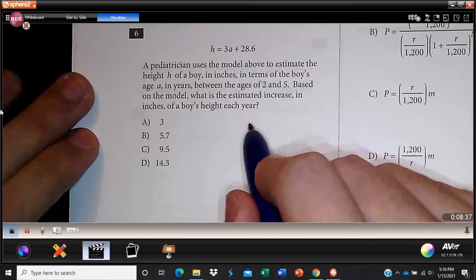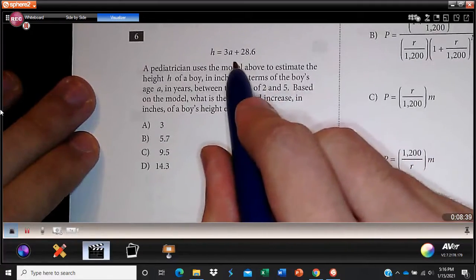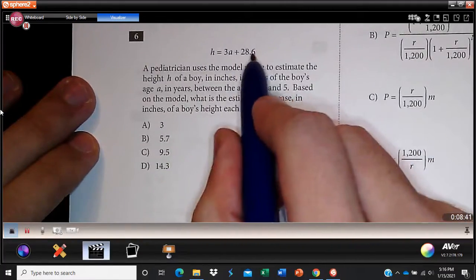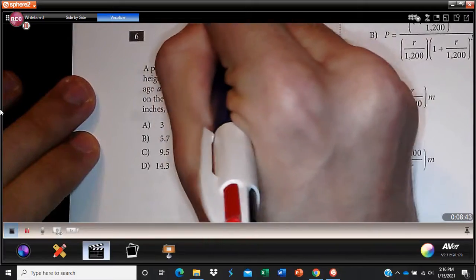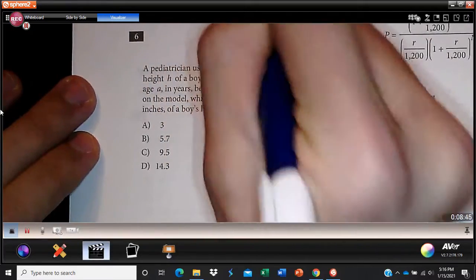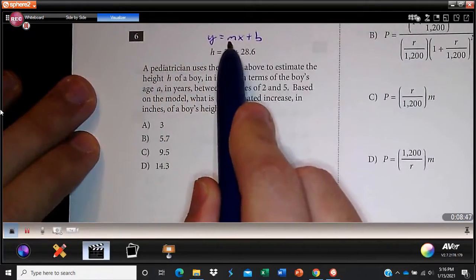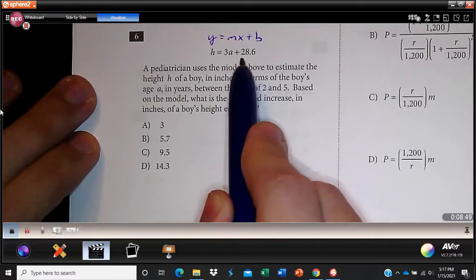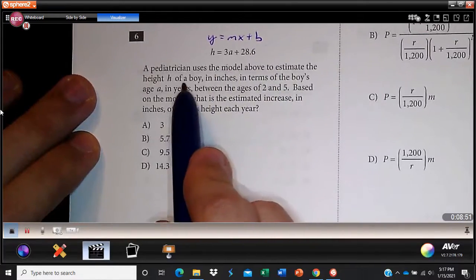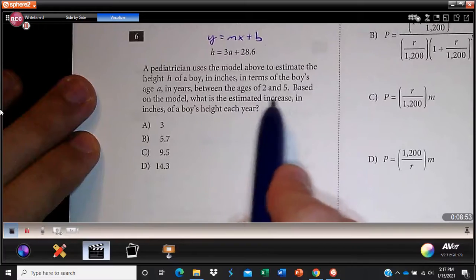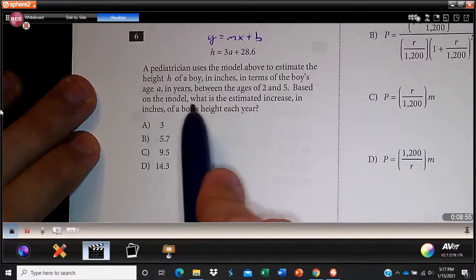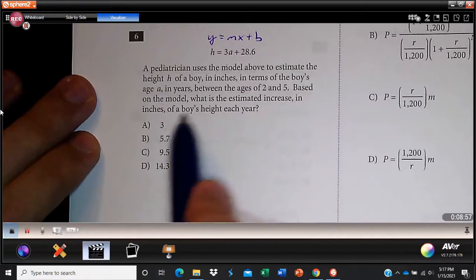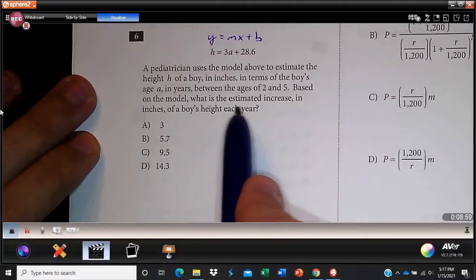So number 6, I have an equation. I notice immediately this is a linear equation. This is in the form y equals mx plus b. So in this case, the slope is 3, the y-intercept is 28.6. Okay, so that's the equation. I'm not even going to read this. I'm just going to jump to the question. Based on the model, what is the estimated increase in inches of a boy's height each year?